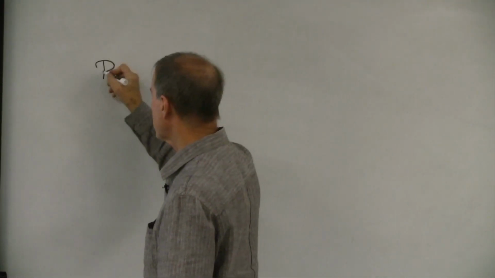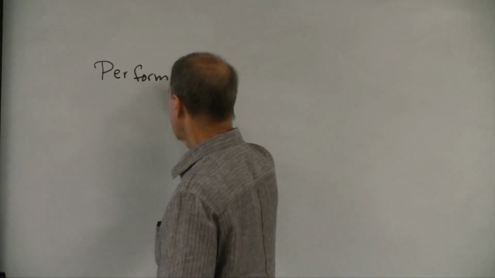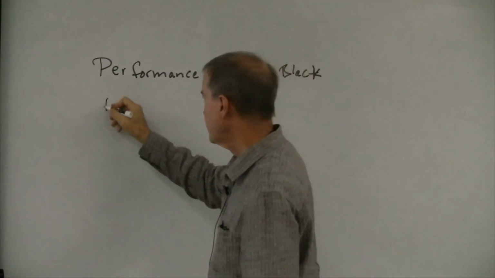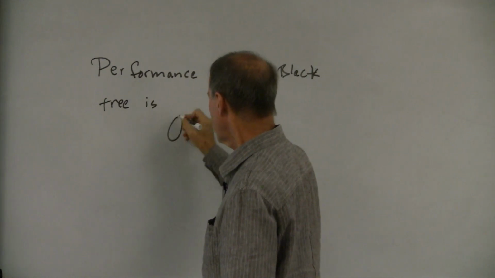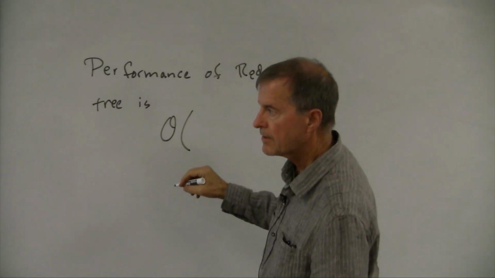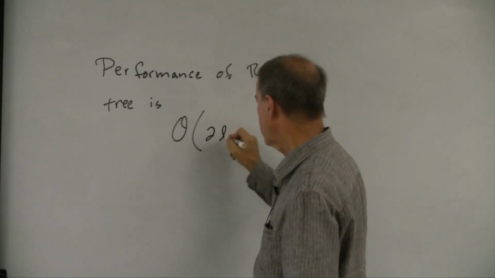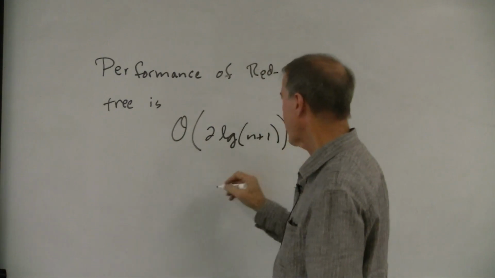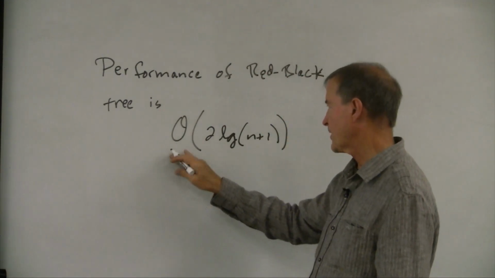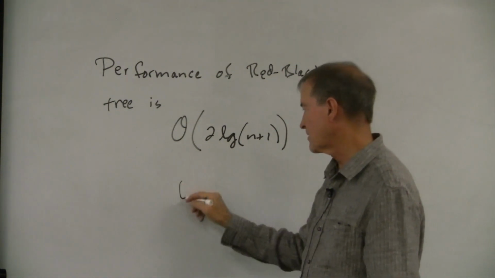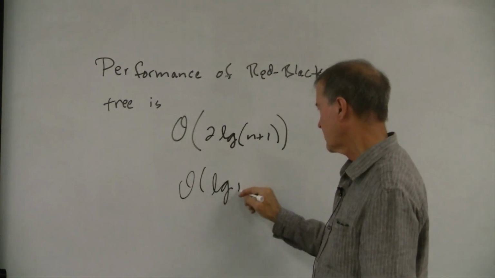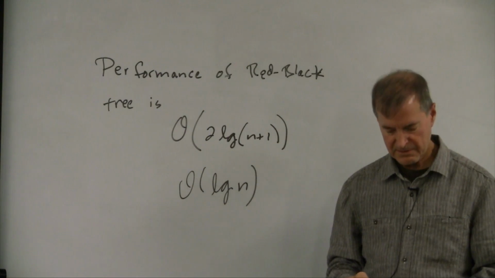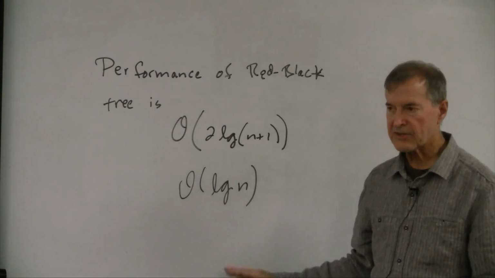So basically what we're saying is that the performance of a red-black tree is big O of 2 log n plus 1. And that's the same as big O of, dropping the 2 and the plus 1, log n. Does everybody see? So that's what we've proved.